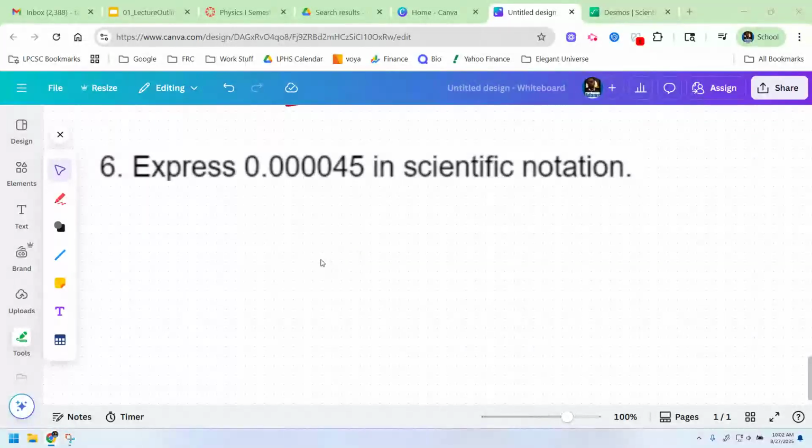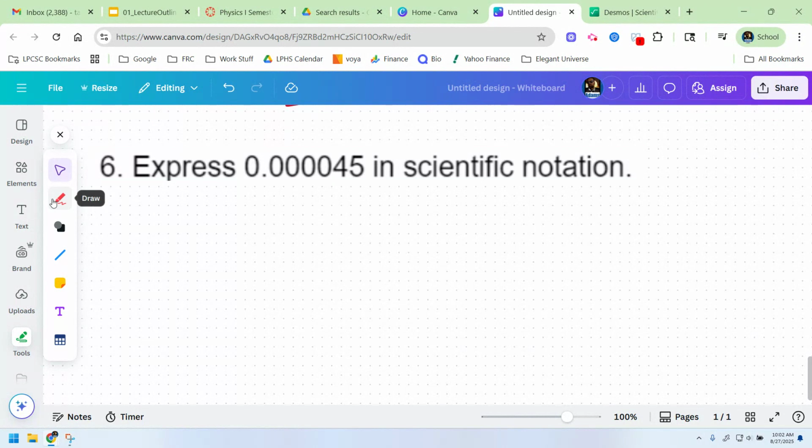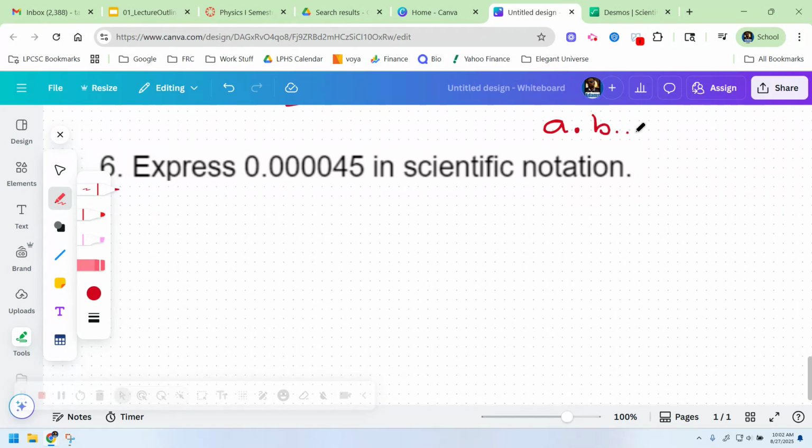All right, so for problem number 6, it says express this number in scientific notation. So this is actually kind of easy because you can double check it on Desmos. But basically, scientific notation has to look something like this. It has to be A point B dot dot dot, like a number, decimal place, and then some more numbers if that's necessary, times 10 raised to some power p. So that's what it looks like in general form.